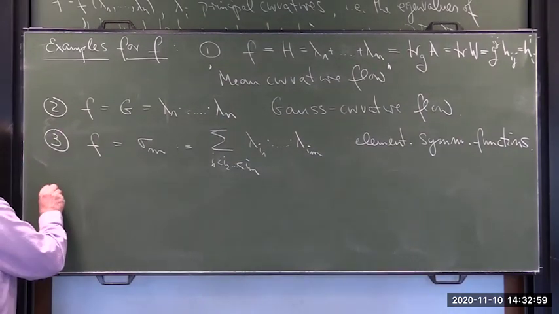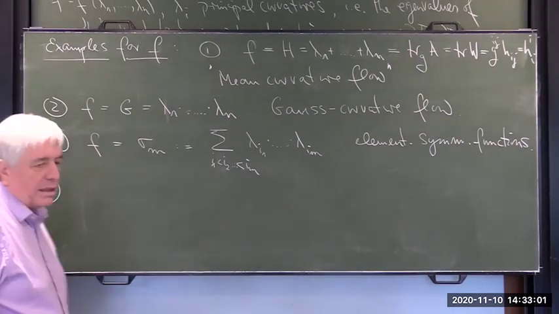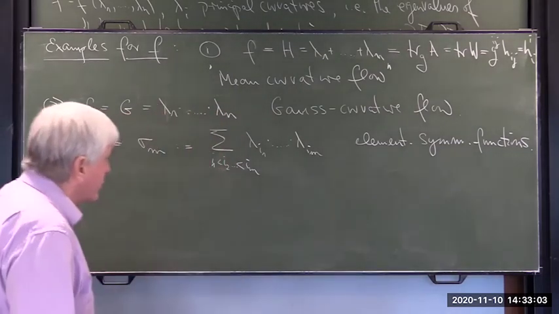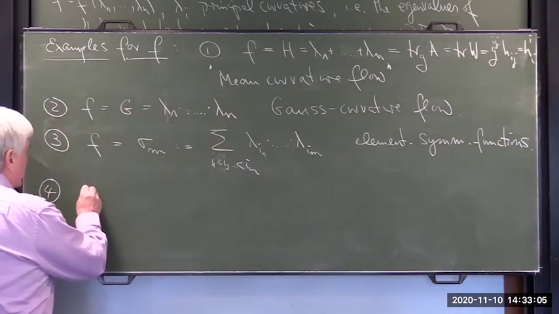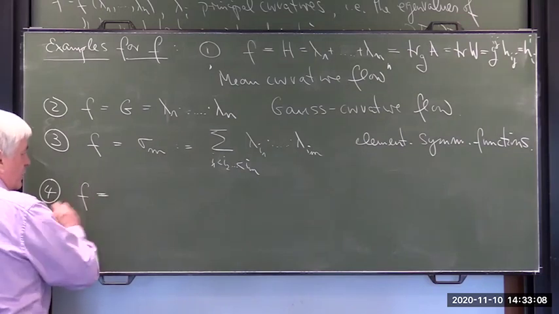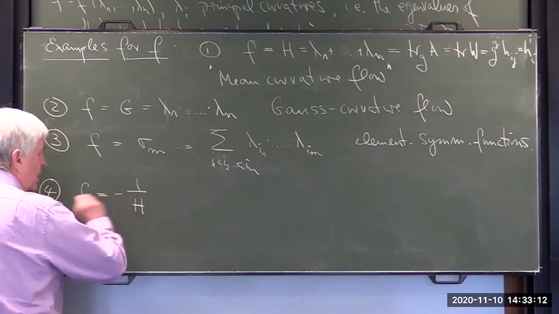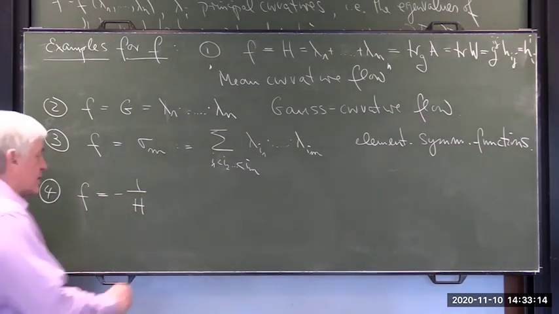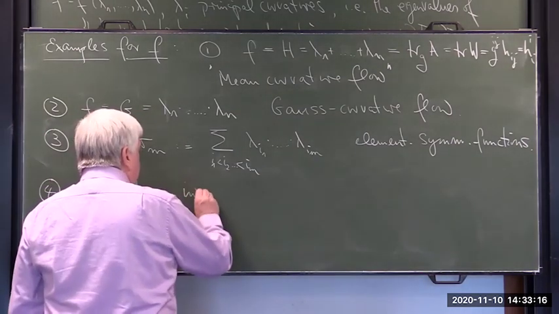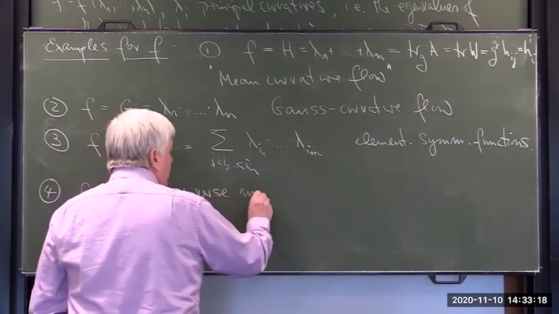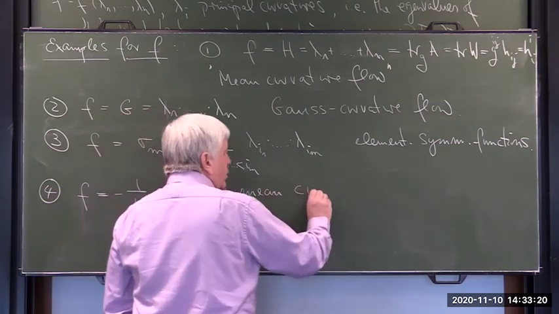But there's one which has come to quite some use in physics and general relativity. So let me mention this one. This is the inverse mean curvature flow, where you go in the other direction, but with speed 1 over H. So this is the so-called inverse mean curvature flow.